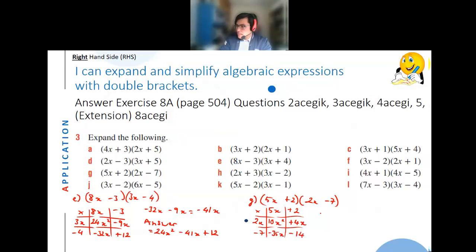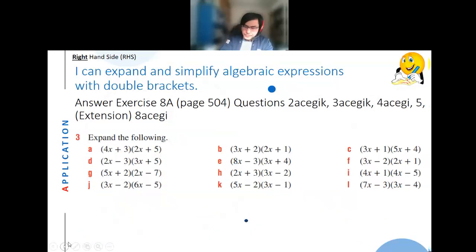Alright, so we have plus 4x minus 35x. So that's going to be negative 31x. Alright, so our final answer is going to be 10x squared minus 31x minus 14. Moving on to I now. So we have 4x plus 1 times 4x minus 5.